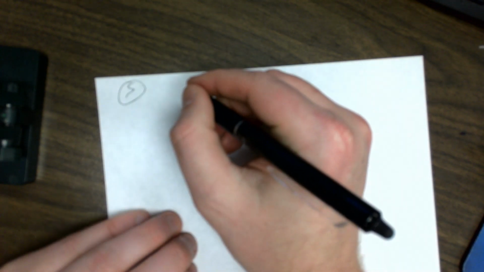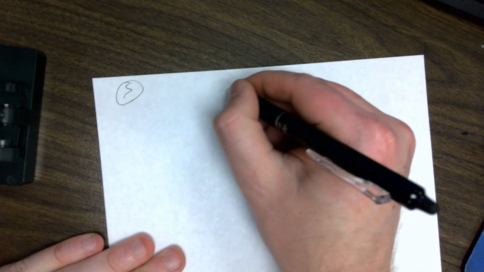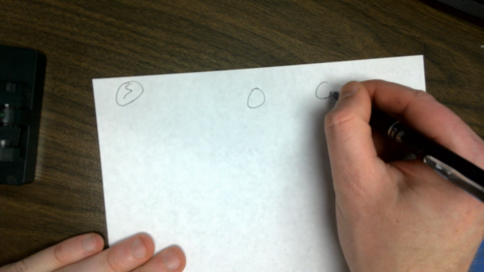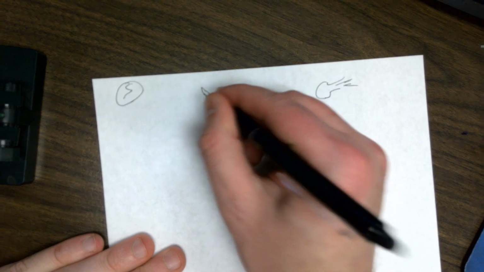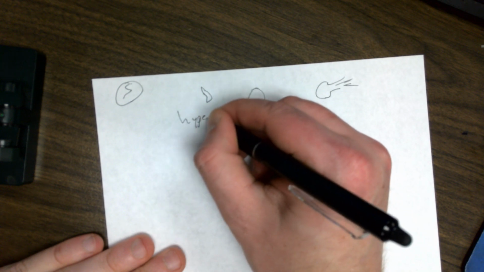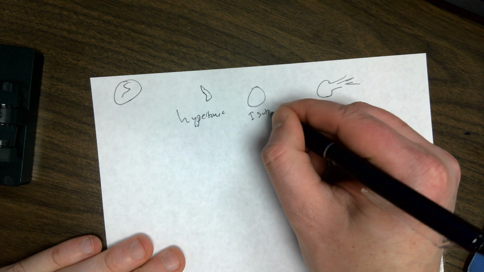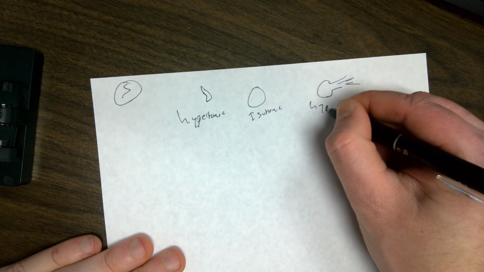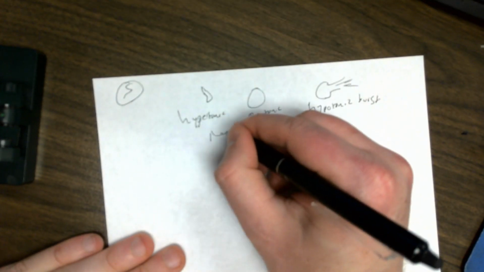What happens to cells without a cell wall? In a hypertonic solution, it'll shrivel. Isotonic, nothing will happen. In a hypotonic, it'll burst. And so this is if there is no cell wall.